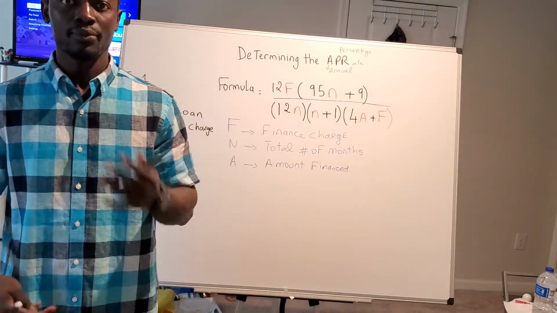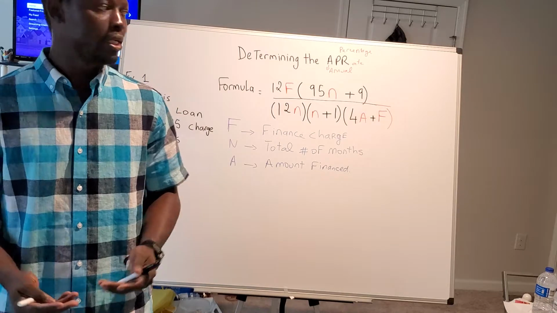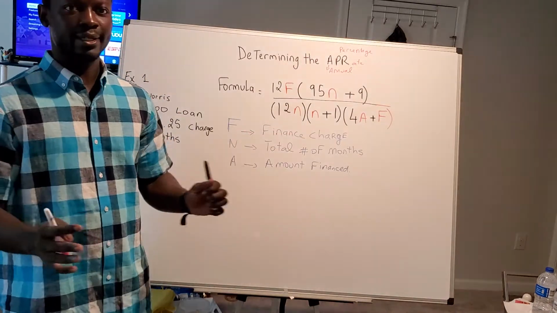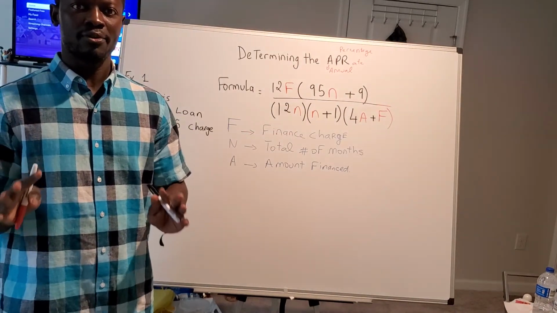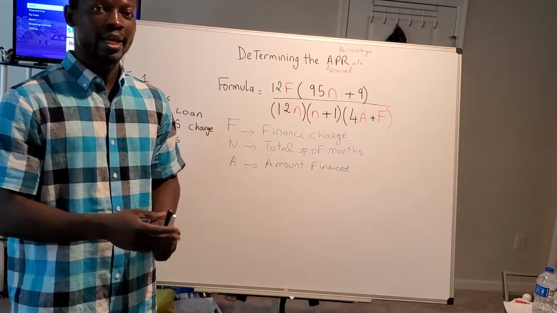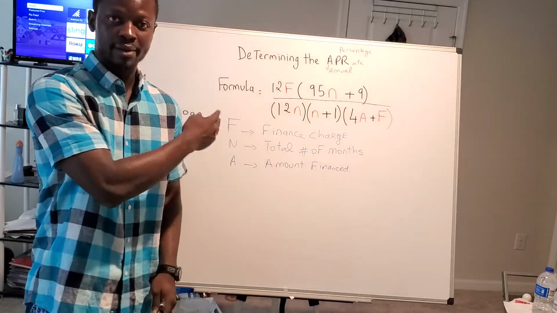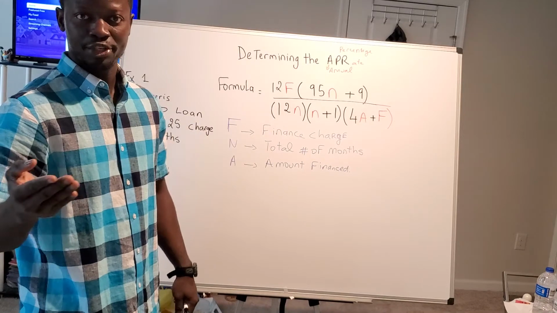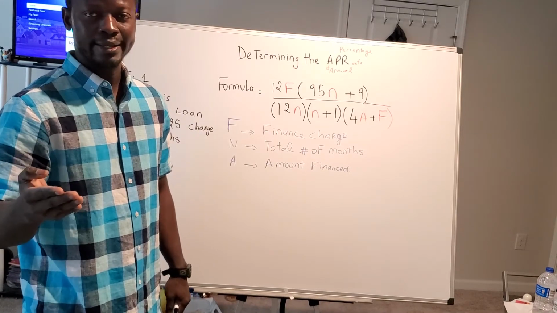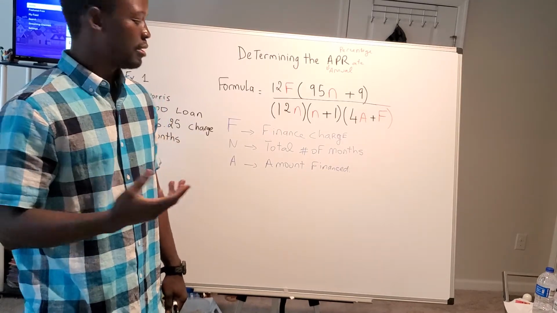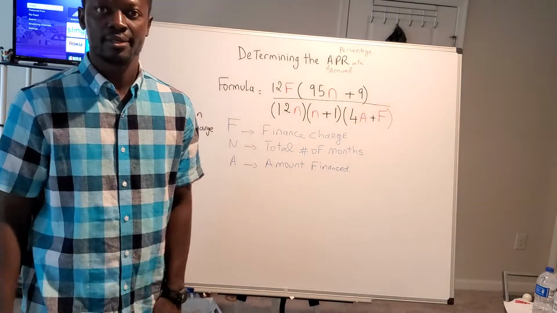Again, I'll put all of this in Google Classroom, so you have access to it. Like I said, there's nothing complicated about this. All you're required to do to use this formula is these three that I've mentioned here, right? You need the finance charge, you need the amount financed, and you need the number of months, right, for duration.